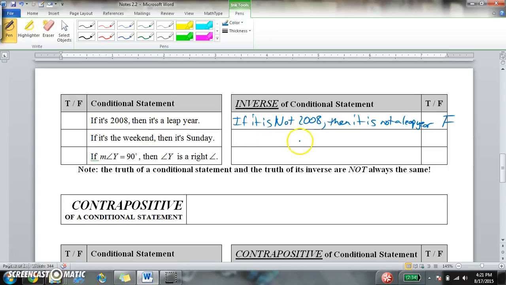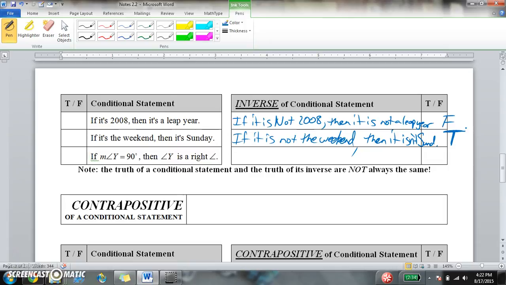Next one, if it's the weekend, then it's Sunday. The inverse would be if it is not the weekend, then it is not Sunday. That would also be a true statement, just like the converse was. So if it's not the weekend, then it's not Sunday. Obviously, if it's not the weekend, then it has to be a weekday, Monday, Tuesday, Wednesday, Thursday, or Friday, so therefore it can't be Sunday.